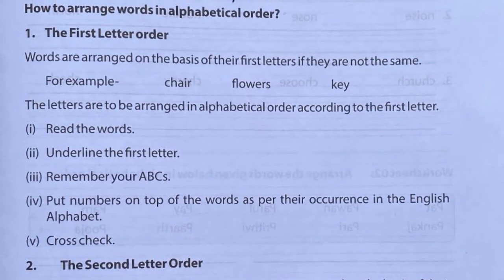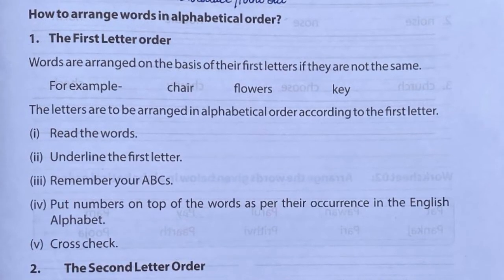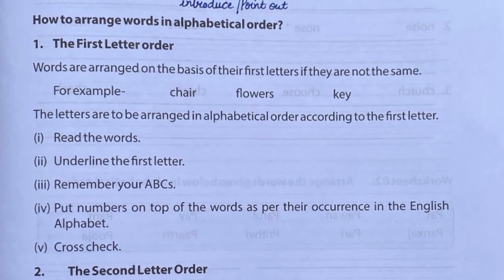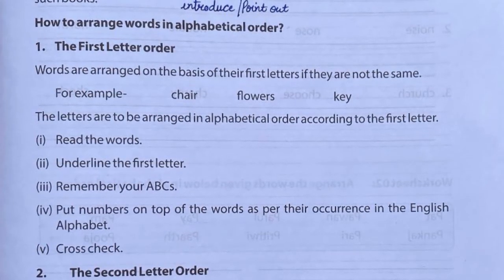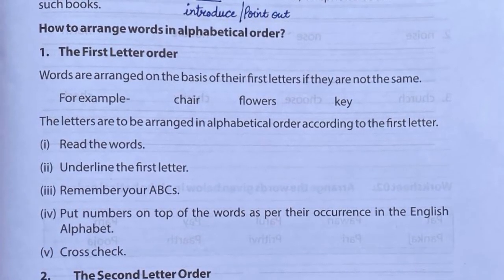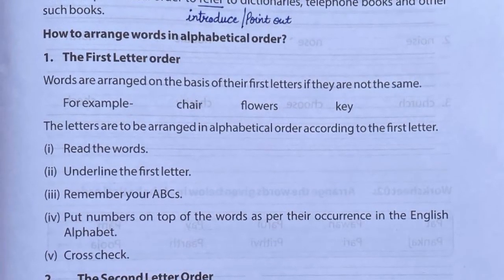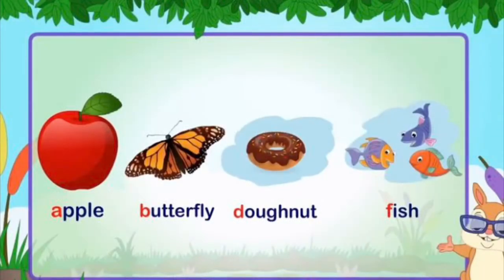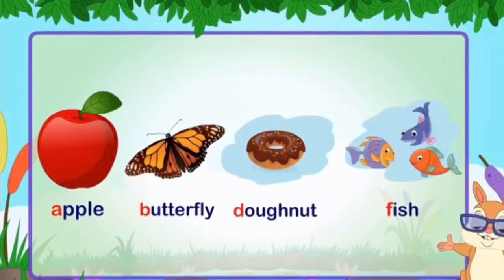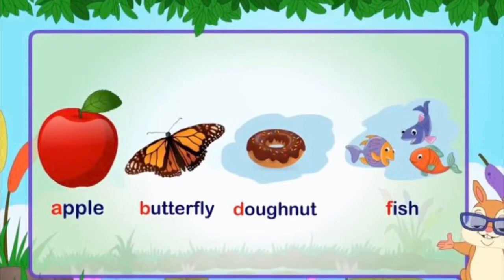Next, if I talk about some of the points here, the words are to be arranged in alphabetical order according to the first letter, and we have to keep in mind these points. First of all, we have to read the given words, as many words as are given to us, carefully. Then we have to underline the first letter. Okay, we have to underline the first letter of all the words so that it will be easy for us to recognize which word comes first in alphabetical order.